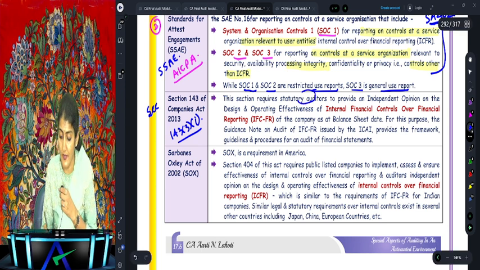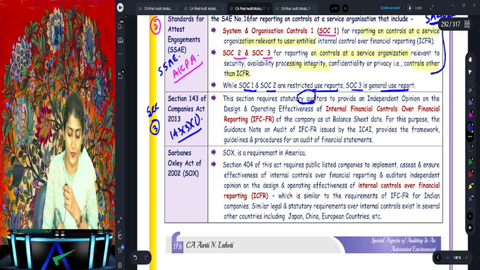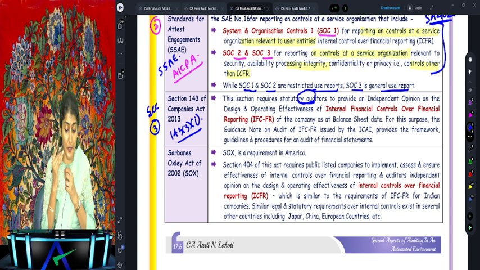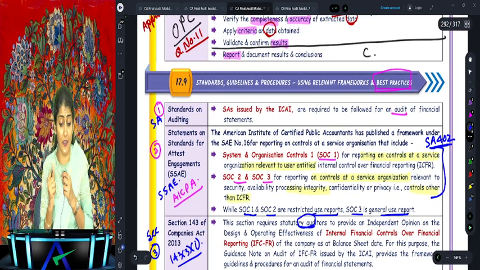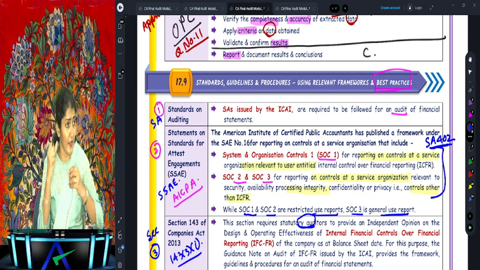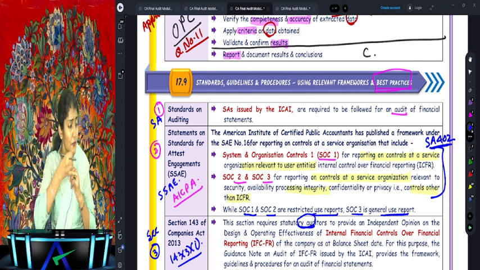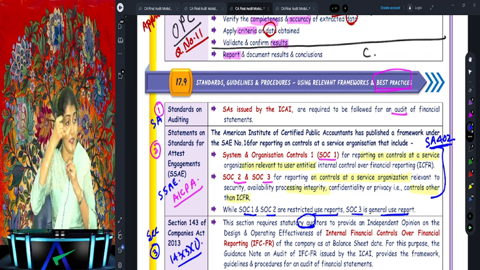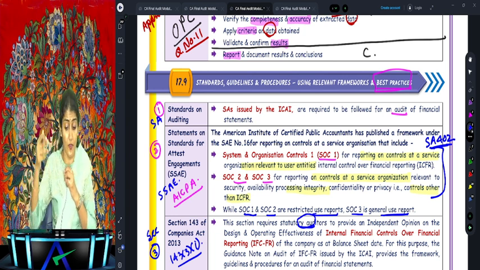Which requires the statutory auditor of the companies to report on the IFC. Are you understanding that? Right, what are we talking about? The best practices. How will you ensure there are good controls? So it says the auditor will do the audit as per standards. Then there are the Statements on Standards on Attestation Engagements, SOC 1, 2 and 3.